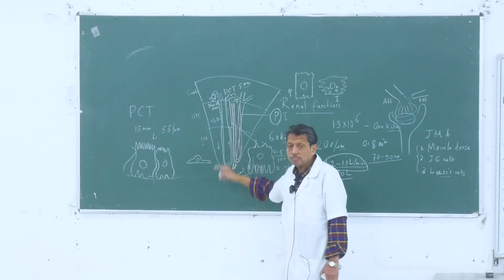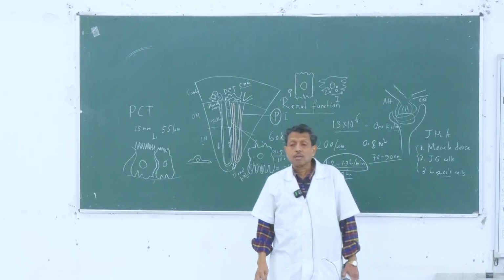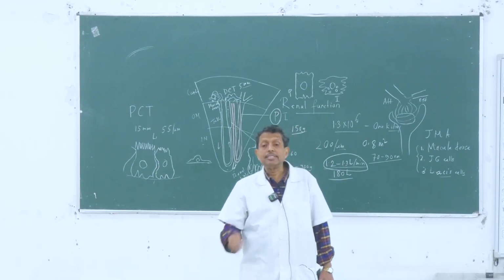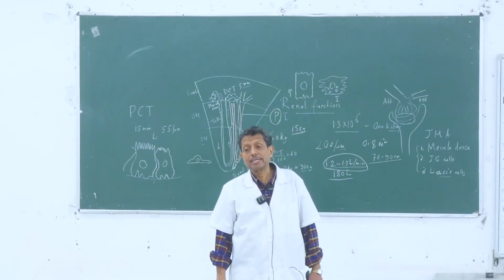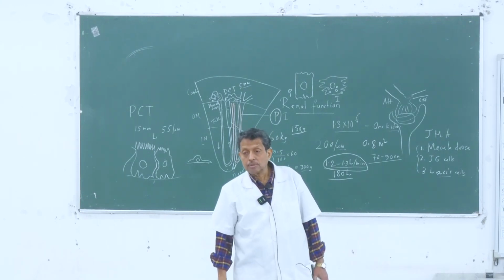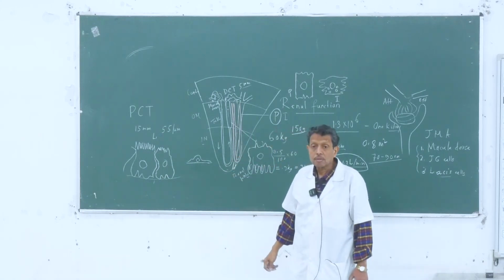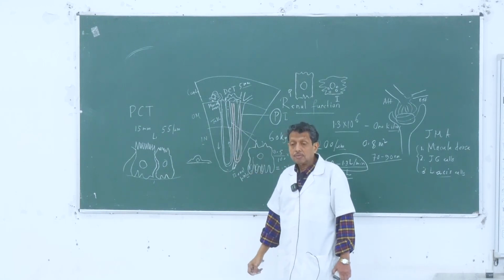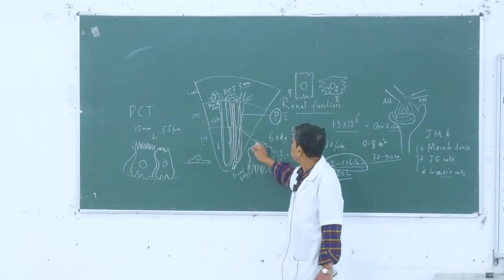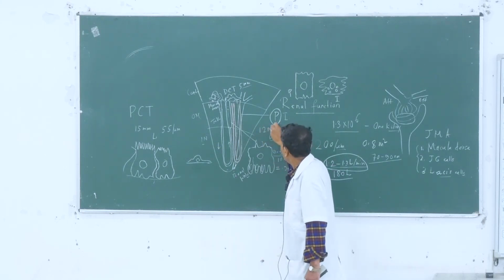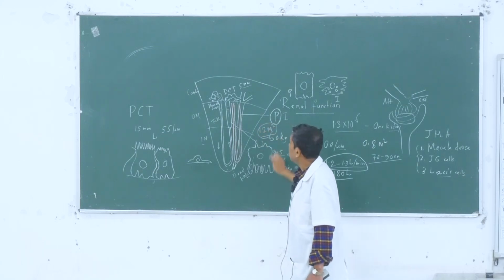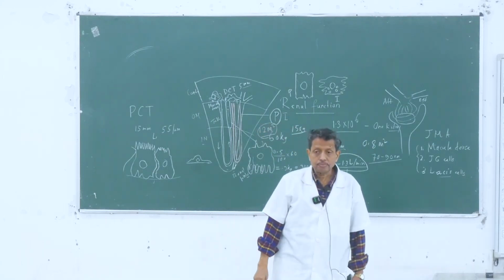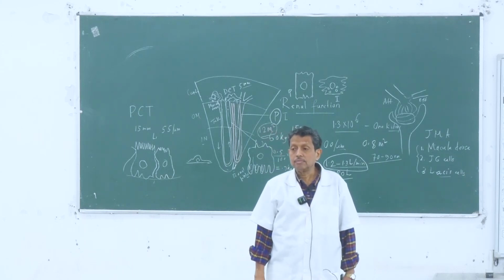And they are responsible for maintaining the osmotic gradient of the counter current system. Vasa recta. And the surface area of the tubules and this vasa recta or capillaries are almost similar. They are 12 meters square in each kidney. Vasa recta.